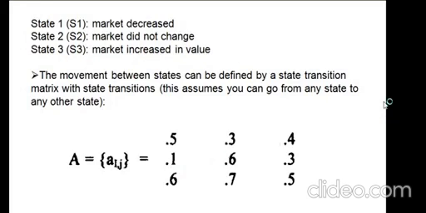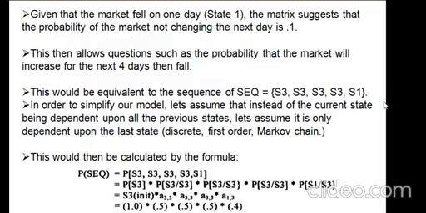Again, I am repeating this one. Given that the market fell on one day, the matrix suggests that the probability of the market not changing the next day is what? 0.1. So it is still in the decreasing state only. Not changing the next day has a probability of 0.1. Got it or not?